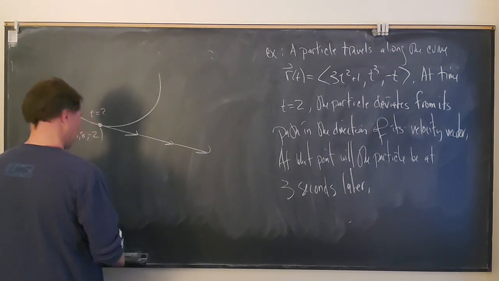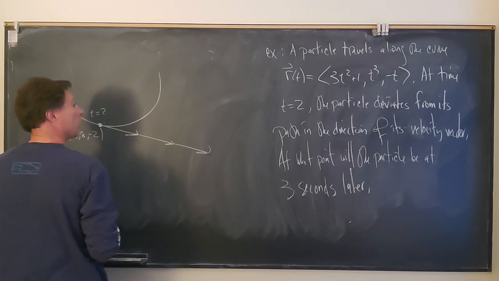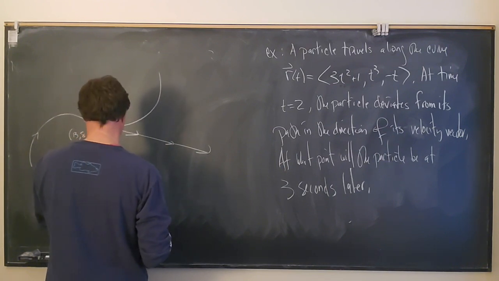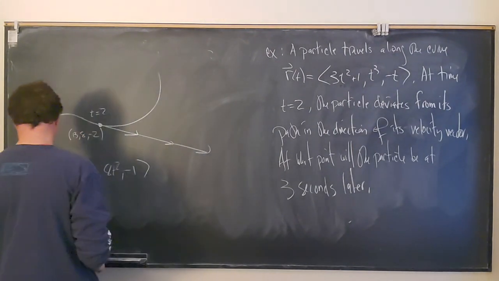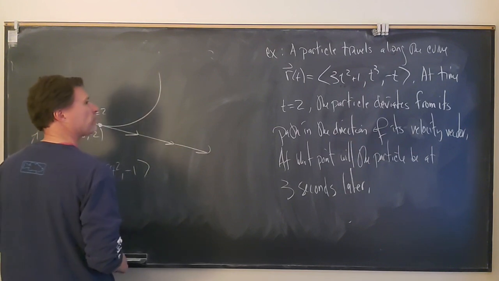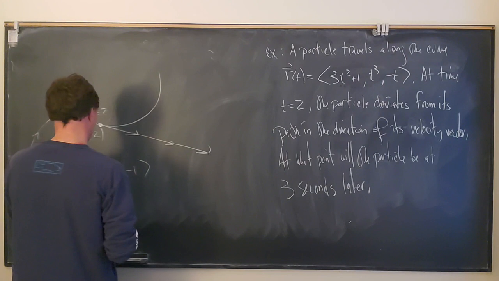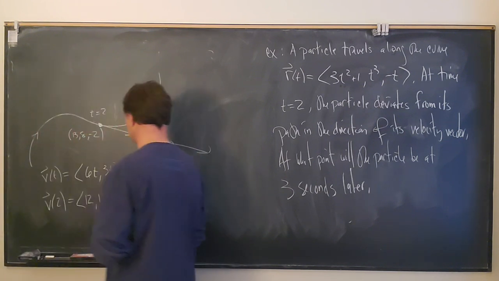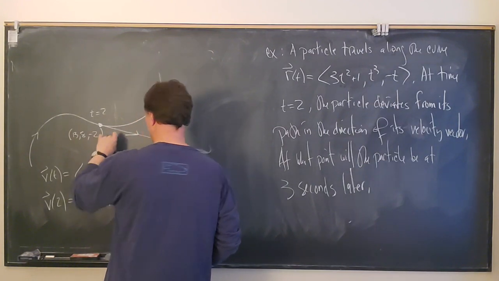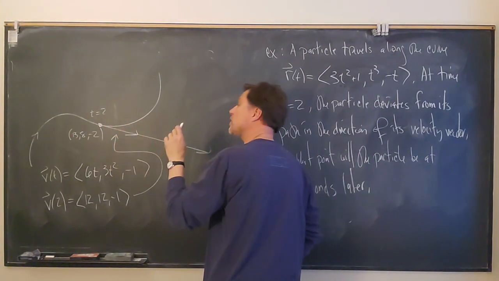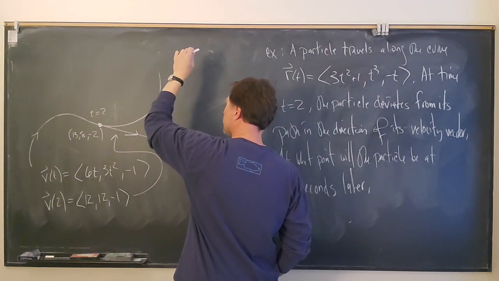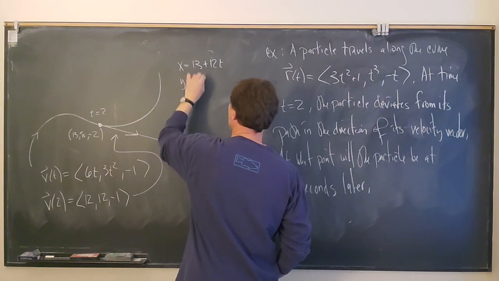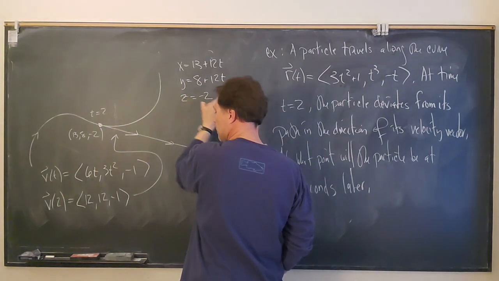So v of 2, oh, I guess I need to compute the velocity first. So v of t is equal to 6t, 3t squared, and minus 1. So v of 2, plug a 2 in here, I get a 12, then I get a 12, and then I get a minus 1. So there's the velocity vector, right? That vector right there. So now the parametric equations for the tangent line are going to be x equals 13 plus 12t. Y equals 8 plus 12t. Z equals minus 2 minus t.